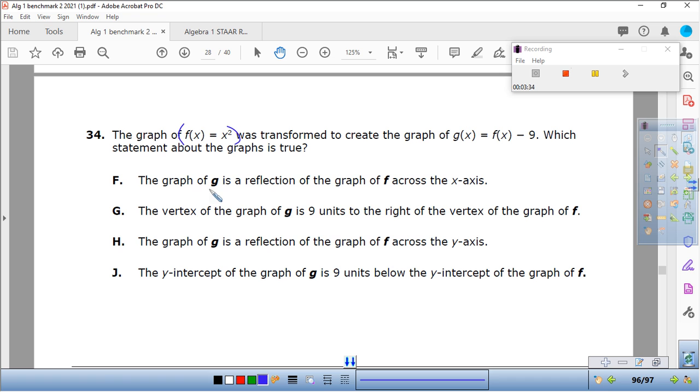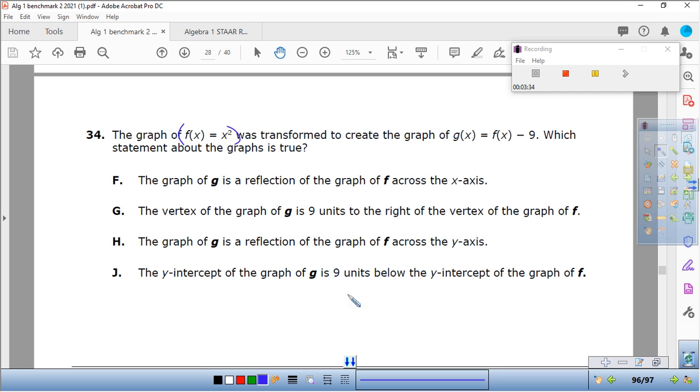The graph of G is a reflection of the graph of F across the x-axis. The vertex of the graph of G is 9 units to the right of the vertex of F. The graph of G is a reflection of the graph of F across the y-axis. The y-intercept of the graph of G is 9 units below the y-intercept of F. Wow, that's a lot to say.